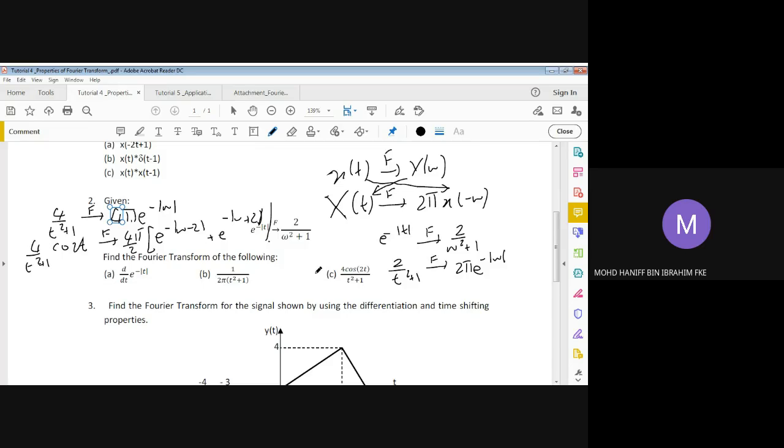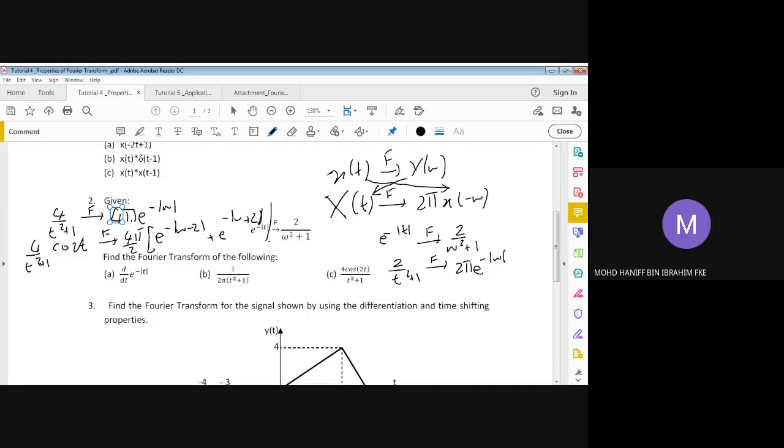So first, you have to apply duality to find the Fourier transform for 4 over t squared plus 1, which equals 4 pi exponential negative omega. After that, we need to use the modulation property, since we have a multiplication with cosine of 2t. So we are going to have a half, supposedly, of exponential negative omega minus 2 plus exponential negative omega plus 2, and we have the 4 pi there. Is that clear on the solution for question 2C?